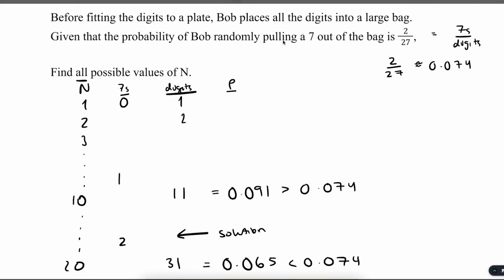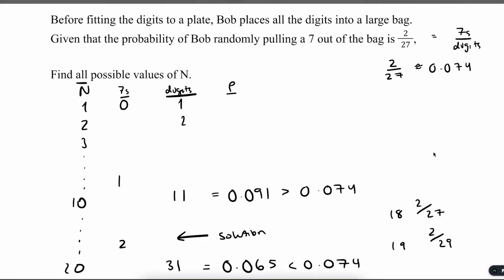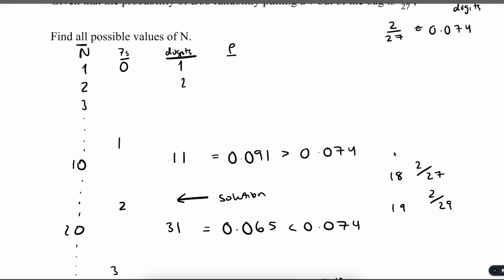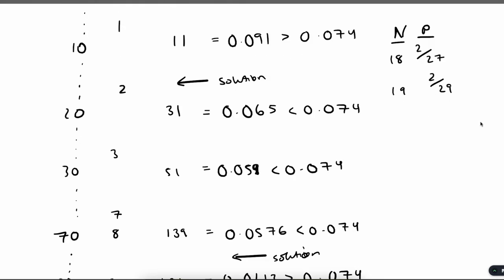Now, notice we need to get to 2 over 27. This is 2 over 31. If we go back to 19, that's 2 less digits, so we've got 2 over 29, right, but we haven't lost a 7. And if we go back to 18, that's 2 less digits, and we get 2 over 27, which is what we're looking for. So that is a solution. So there's n, there's our probability. So in here, our solution was n equals 18.